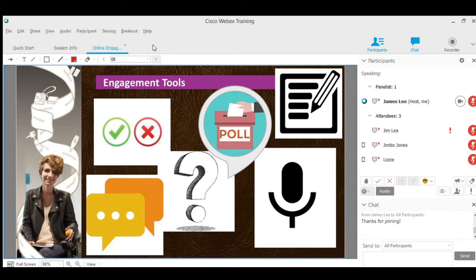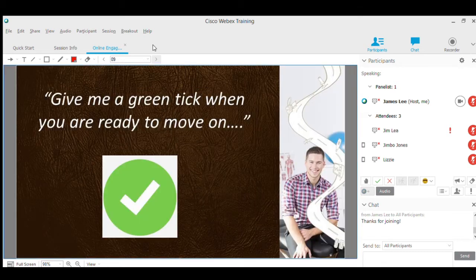These include ticks and crosses, chat boxes, question, polling, annotation, and individual engagement via microphone, among other things. These are just some of the basic ways to keep learners involved in the session and to check they are still with you. The important message here is to ensure that you are regularly asking your learners to do something to avoid them losing interest.